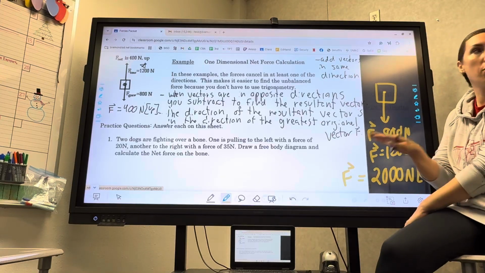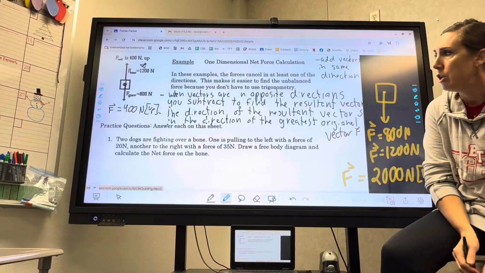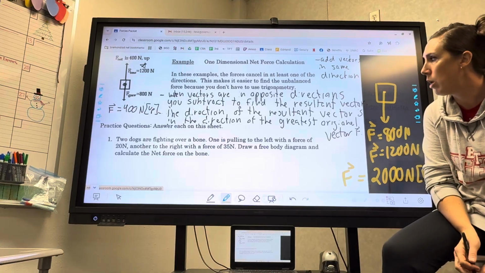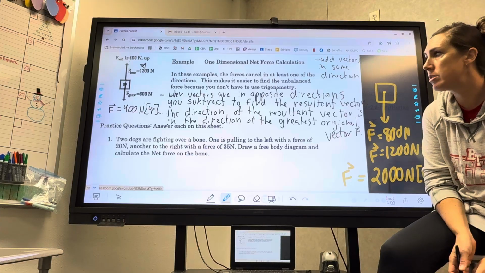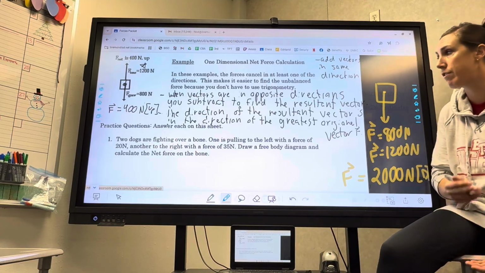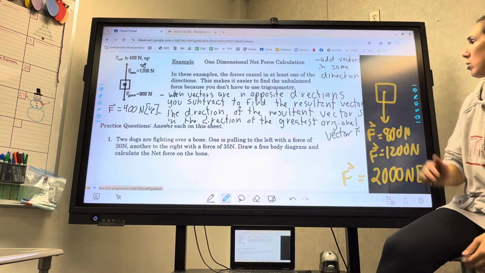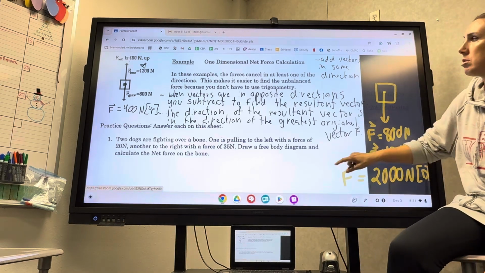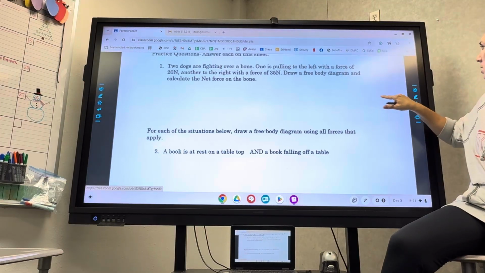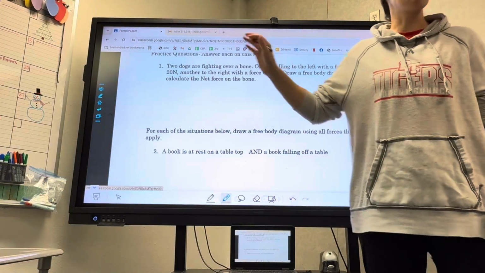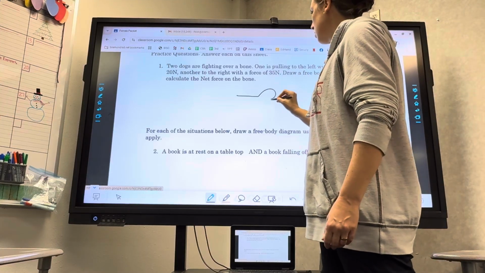So let me read it while people are finishing, and then we'll draw it out. Two dogs are fighting over a bone. One is pulling to the left with a force of 20 newtons. Another is to the right with a force of 35 newtons. Draw a free body diagram and calculate the net force on the bone. Okay, so remember, you do not have to be an artist. You can draw a box that says bone in it, or you could just try, y'all.